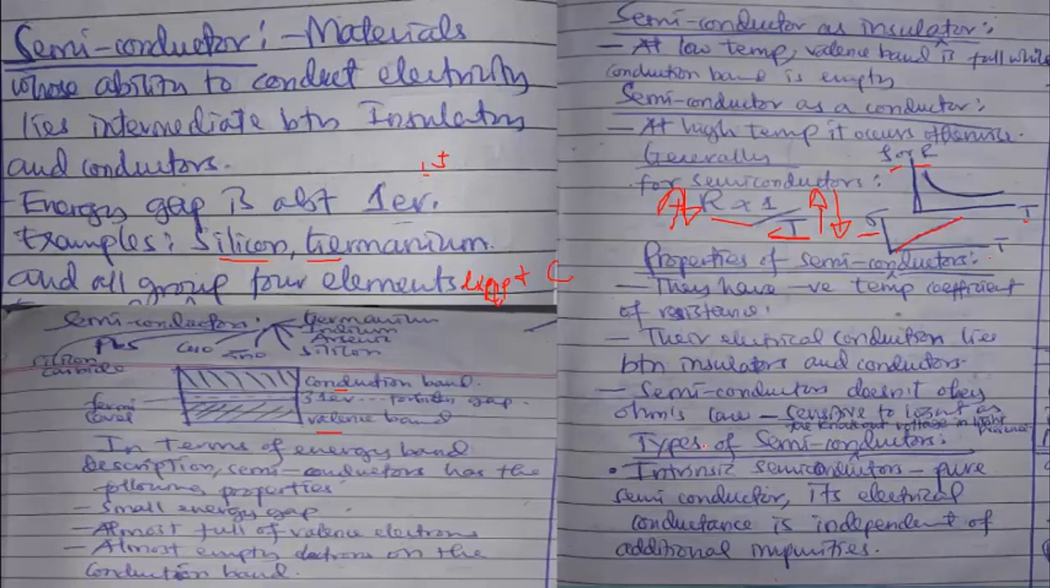We shall see later. Again, we have types of semiconductors. We have two types of semiconductors. We have intrinsic semiconductors, which are pure semiconductors, in which the electrical conductance is independent of additional impurities. Its conductance is entirely dependent on itself rather than on external factors.